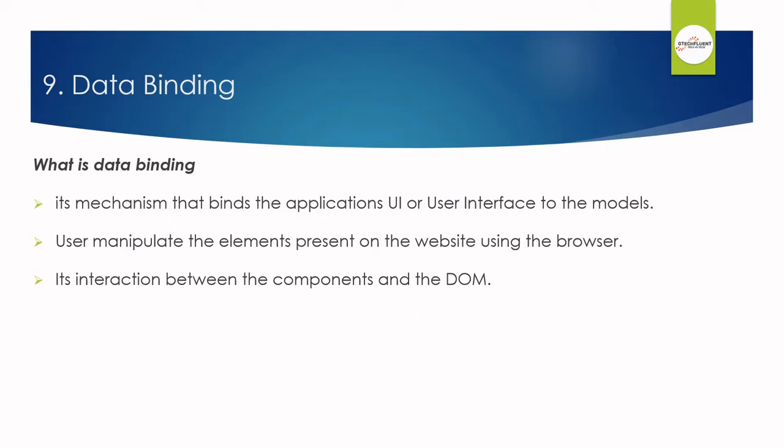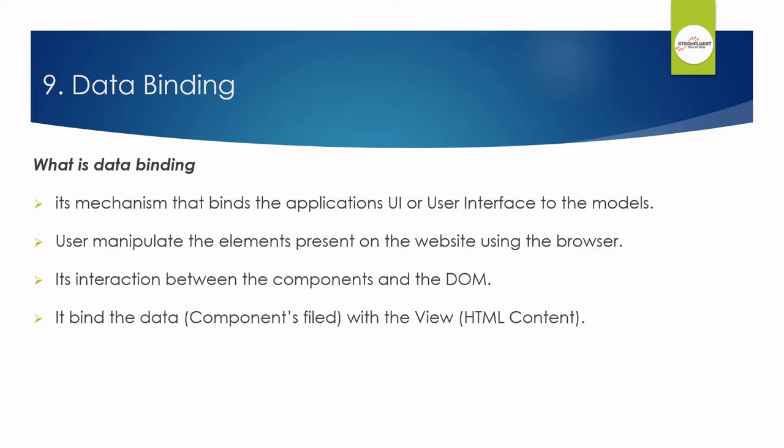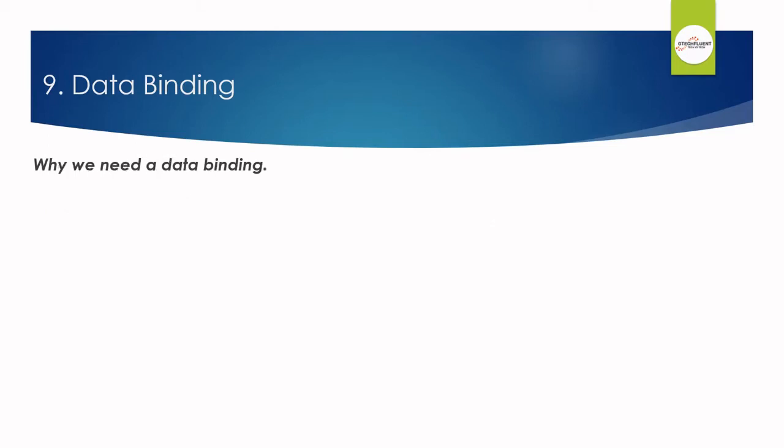Data binding is a part of all Angular versions, starting from AngularJS to the latest version of Angular. So in Angular, data binding means binding the data or the component with the view, which is HTML content. Whenever we want to display dynamic data in the view from the component, then you need to use the concept called data binding.